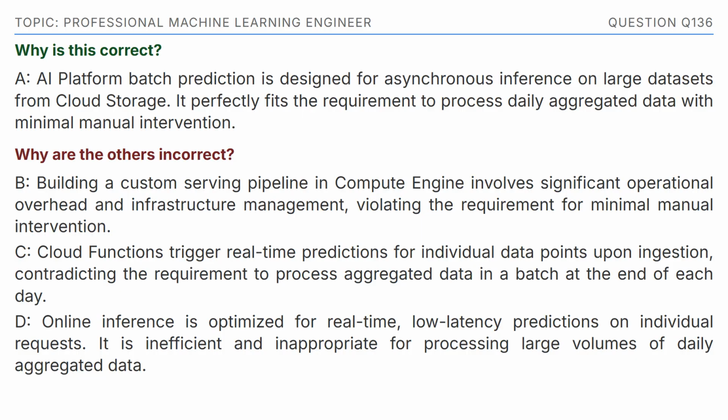Why are the others incorrect? B. Building a custom serving pipeline in Compute Engine involves significant operational overhead and infrastructure management, violating the requirement for minimal manual intervention. C. Cloud Functions trigger real-time predictions for individual data points upon ingestion, contradicting the requirement to process aggregated data in a batch at the end of each day. D. Online inference is optimized for real-time, low-latency predictions on individual requests. It is inefficient and inappropriate for processing large volumes of daily aggregated data.